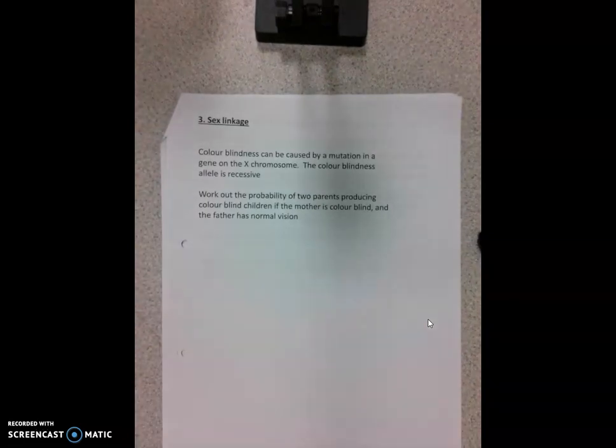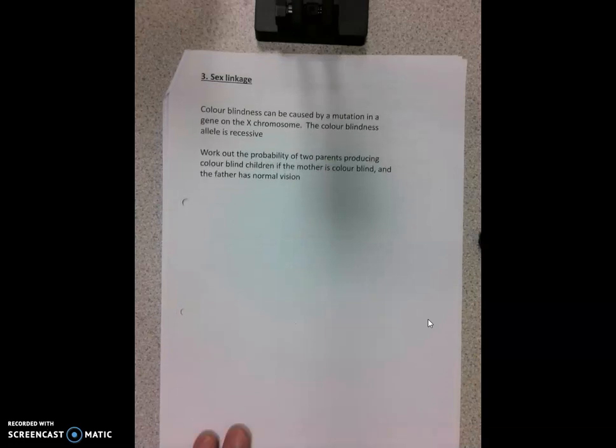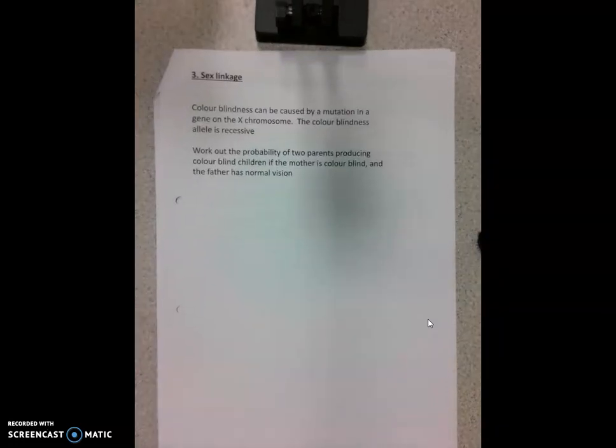Here's a different one. This time we're talking about colour blindness, which is caused by a mutation in a gene on the X chromosome. The colour blindness allele is recessive. Work out the probability of two parents producing colourblind children if the mother is colourblind and the father has normal vision. Pause the video, have a go. Right, let's work it out.